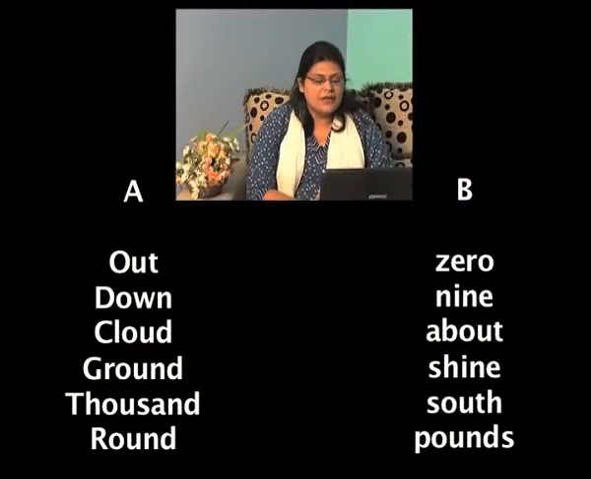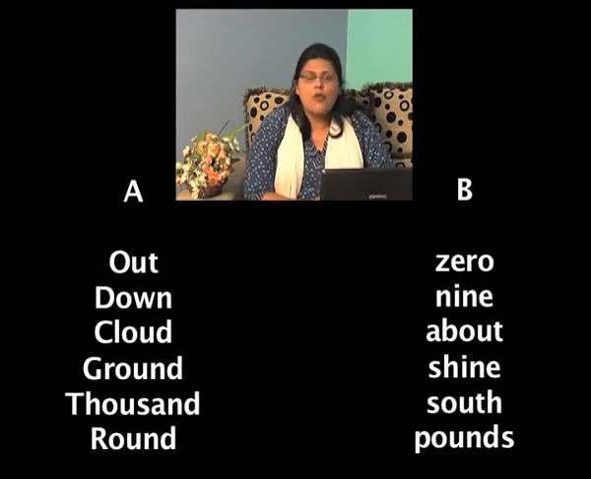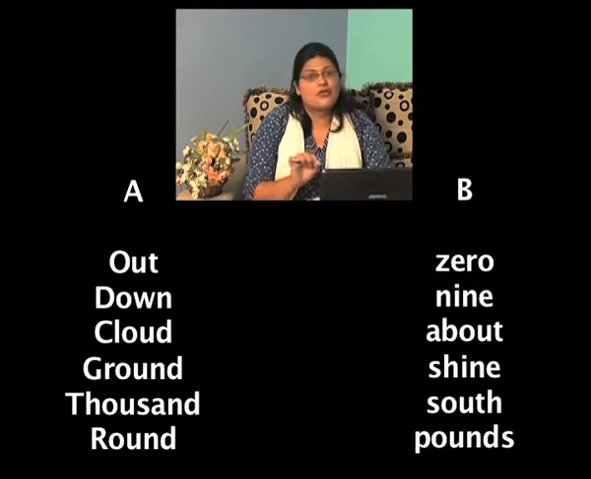Let me read column A for you. Out, down, and please repeat after me. Cloud, ground, thousand, round. Column B, O, 9, about, shine, south, pounds. Now please match the two columns and we'll discuss the solutions in a minute.